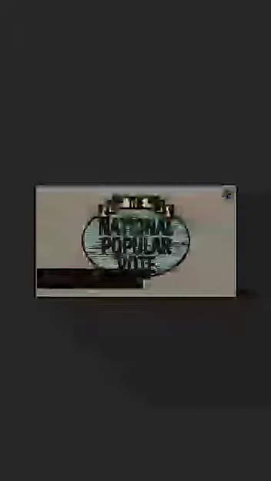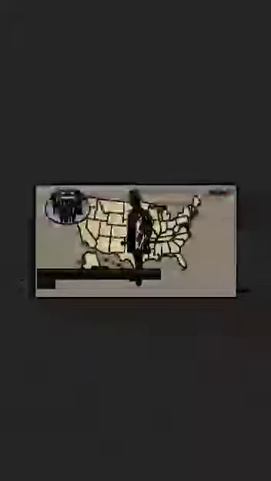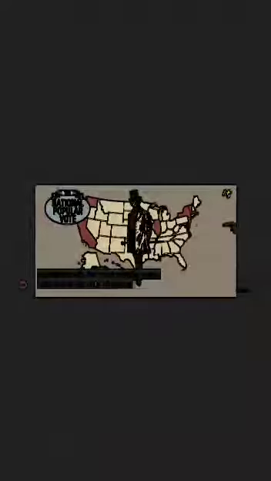Well, efforts are being made at the state level. The National Popular Vote is an agreement among states to alter the Electoral College system so that the candidate with the most popular votes wins. But so far, only 10 states and D.C. have signed on. Let's keep it real, though.